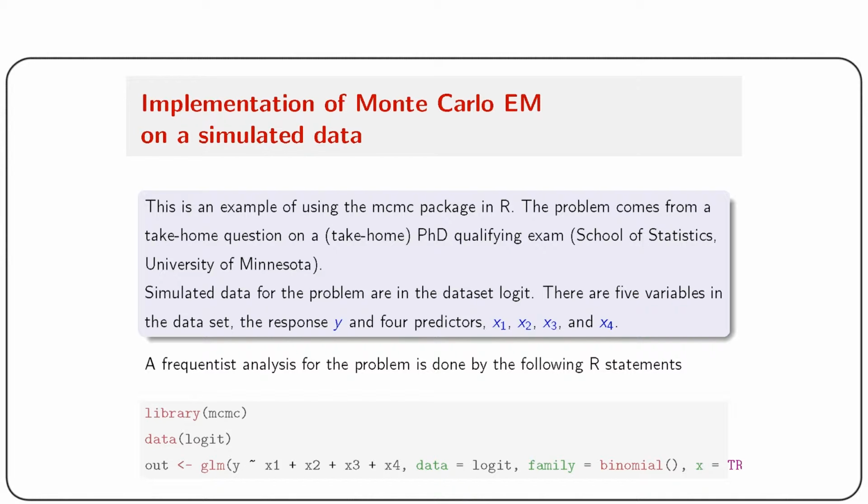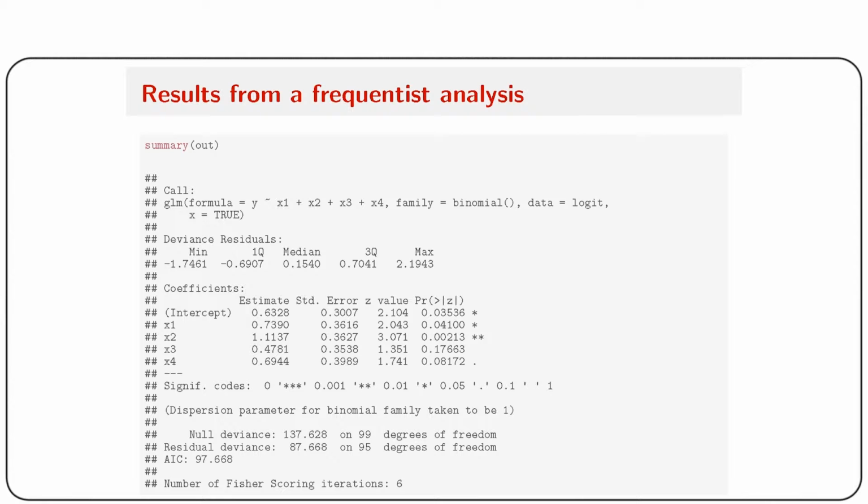A frequentist analysis for the problem is done by the following R statements. You call the library mcmc and then the data logit, and then it's a logit model. Fit the logistic model as glm, where the left side of the formula is y and the right side is x1 plus x2 plus x3 plus x4, data equals logit, family is binomial, and x is TRUE. It will fit the logistic model and give you the results. If you generate the summary of out, it will give you the results of the logistic regression model.